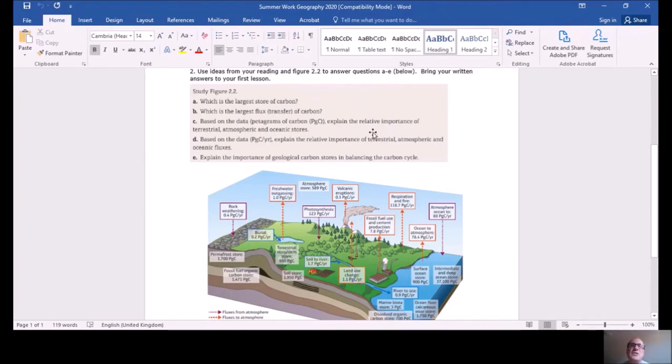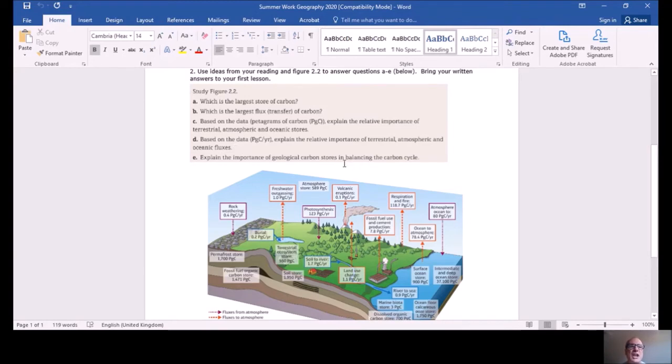So, you know, just remember this idea of relative importance is significant. And you're just focusing on the stores there. D is to do the same job, but the fluxes, the flows. Often the better students, or the students that answer this question better, talk about the size, but they also talk about what the carbon does and how important it is for maintaining life on Earth, for instance.